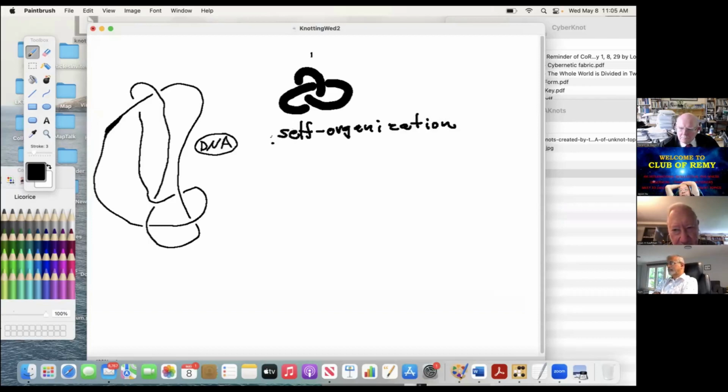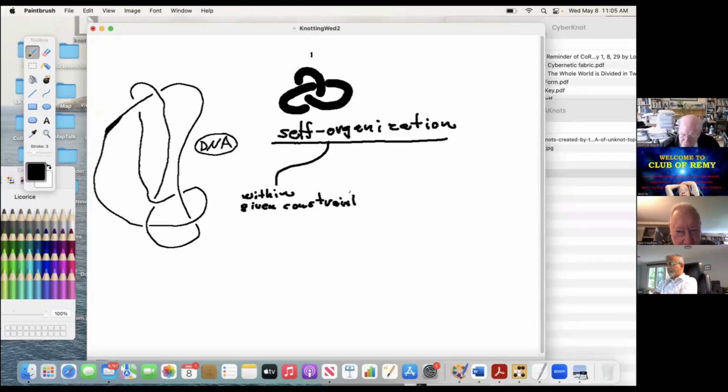And one way in which we can think about that is related to what we were talking about: within given constraints. So in this case, you were given something, you drew it, and then you said, all right, this is not allowed. But other movements are allowed.